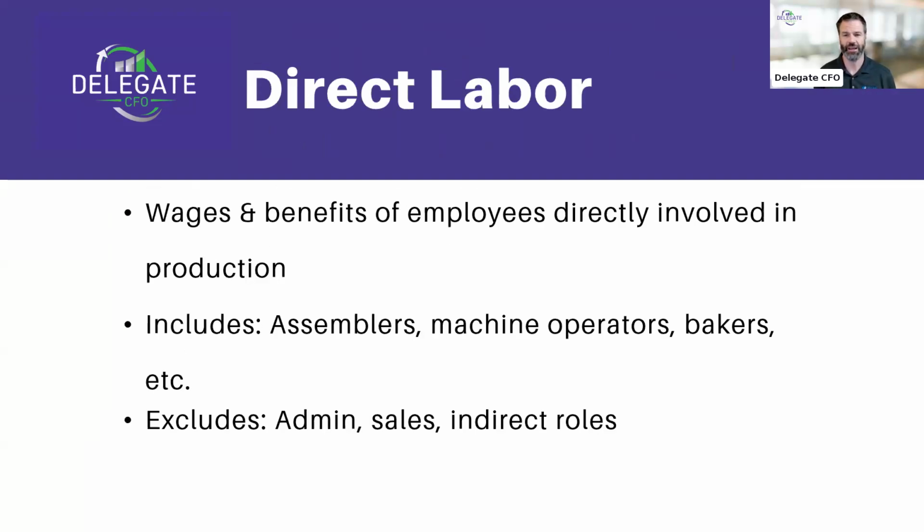So the next item in cost of goods sold is direct labor. That is really the wages and benefits of the employees directly involved in production. This includes assemblers, machine operators, bakers, etc. This excludes people in administrative, sales, and indirect roles. This is just the people that are physically, an easy way to think about it, physically touching the product or touching the material to get to the product. They are directly involved in that.